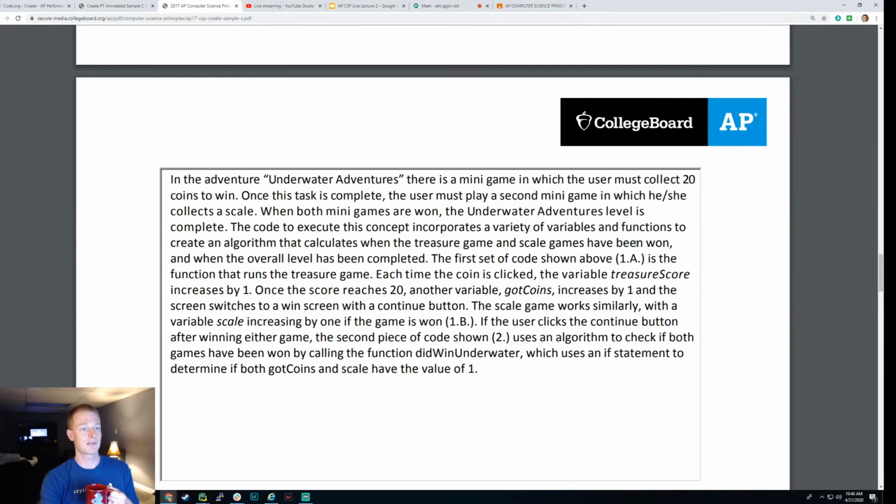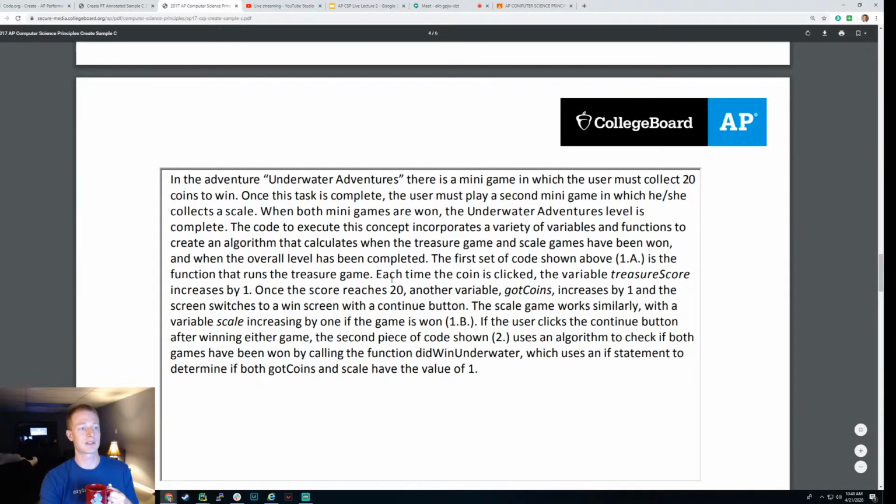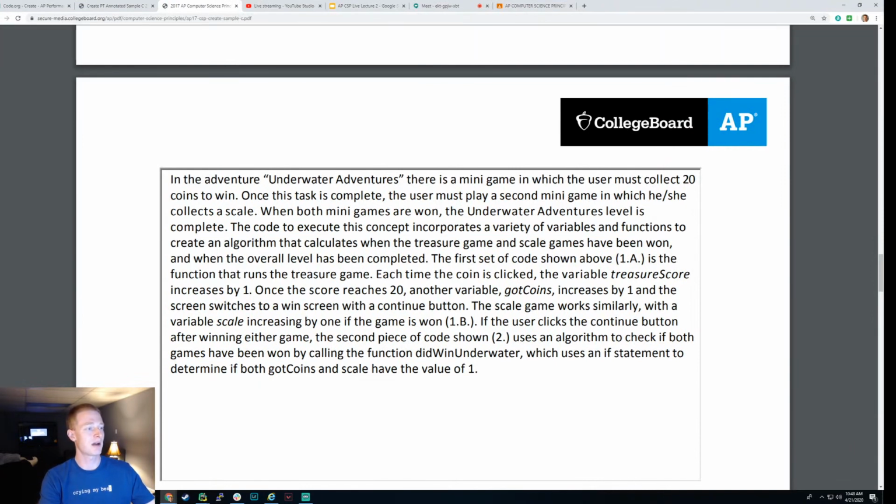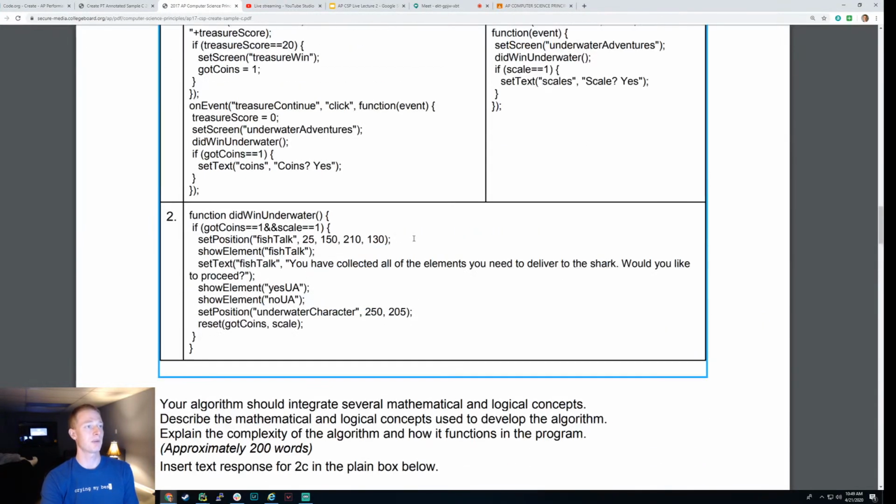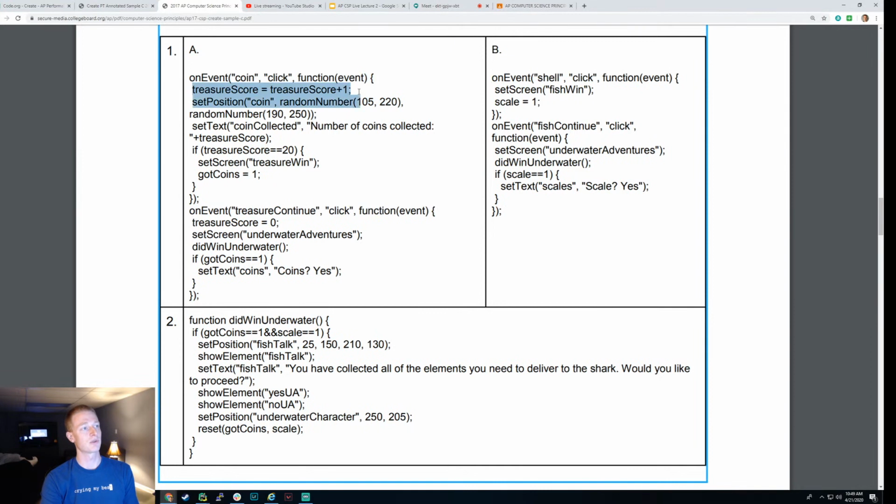And then, okay, they say the first set of code shown above, 1A, is the function that runs the treasure game. Each time the coin is clicked, the variable treasure score increases by 1. Once the score reaches 20, another variable got coins increases by 1, and the screen switches to a win screen. Okay, so if we go up and look at 1A, we can see that they're increasing their treasure score when we click on a coin. That sets the position of the coin to a new place on the screen. It changes the text to say that they've got a new number of coins collected. And then once that reaches 20, it's going to set got coins to equal 1. Now, why you wouldn't set got coins equal to true, I don't know, but we'll leave that to the imagination.